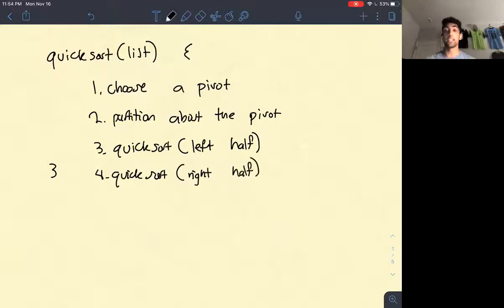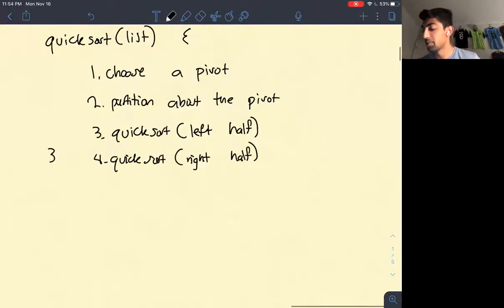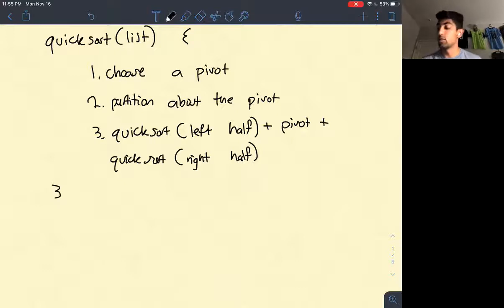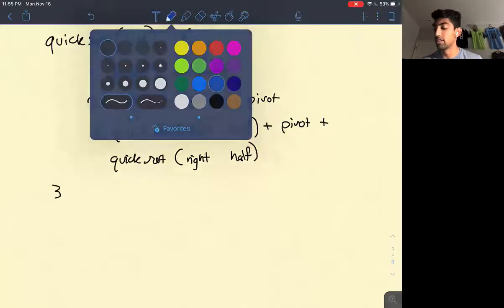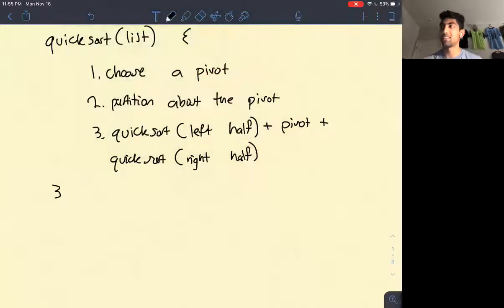Okay, so these are the steps to how quicksort works, right? And then we could just say quicksort of left half plus pivot plus quicksort of right half, right? That's the gist of the quicksort algorithm. Okay, so with this in mind, let's recall what the runtime of quicksort is traditionally. Actually, I'm going to shy away from doing that because it seems like unnecessary work. So let's just try to figure out what the runtime of this is right now.